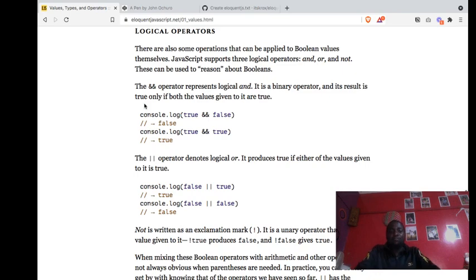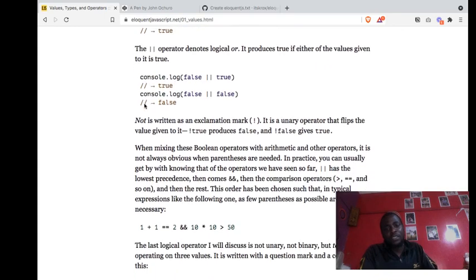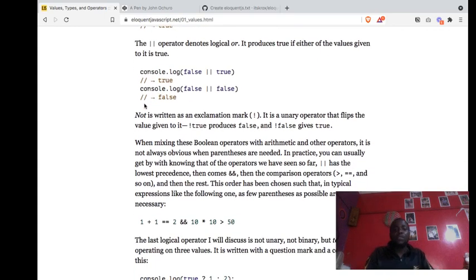The double vertical bar denotes the logical OR. It produces true if either of the values given to it is true. So console.log(false || true) is true, and console.log(false || false) is false. Not is written as an exclamation mark, and it is a unary operator that flips the value given to it. !true produces false, and !false gives true.